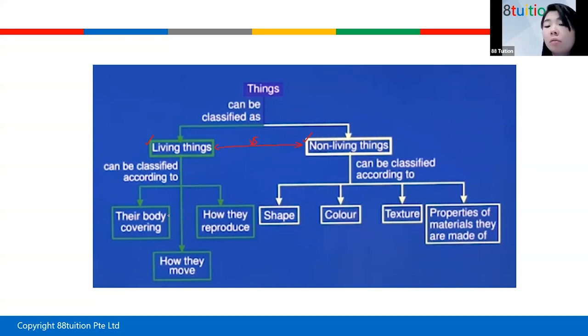Of course, these are not all the ways that we can classify living things. There are many, many ways, and we'll look into that in detail in the weeks to come. For non-living things, generally, they can be classified according to their shape, color, texture, properties of materials they are made of, and so on. We will also explore that in later weeks. So this is just a brief idea of the general classification of things that we encounter in our day-to-day lives.